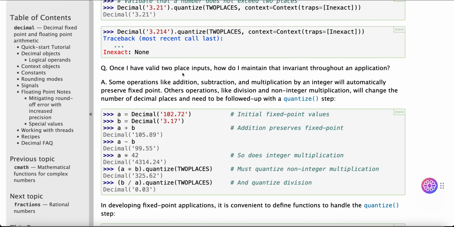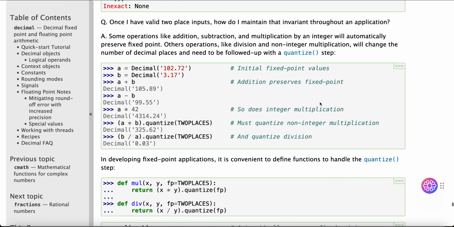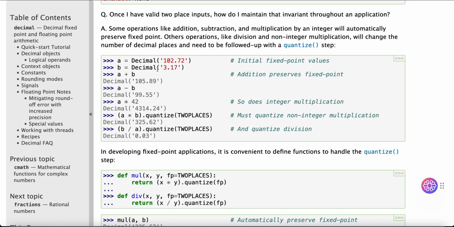Q. Once I have valid two-place inputs, how do I maintain that invariant throughout an application? A. Some operations like addition, subtraction, and multiplication by an integer will automatically preserve fixed point. Other operations like division and non-integer multiplication will change the number of decimal places and need to be followed up with a quantize step. a = Decimal('102.72'), b = Decimal('3.17'). a + b, a - b, a * b, (a * b).quantize(TWOPLACES), and (b / a).quantize(TWOPLACES).